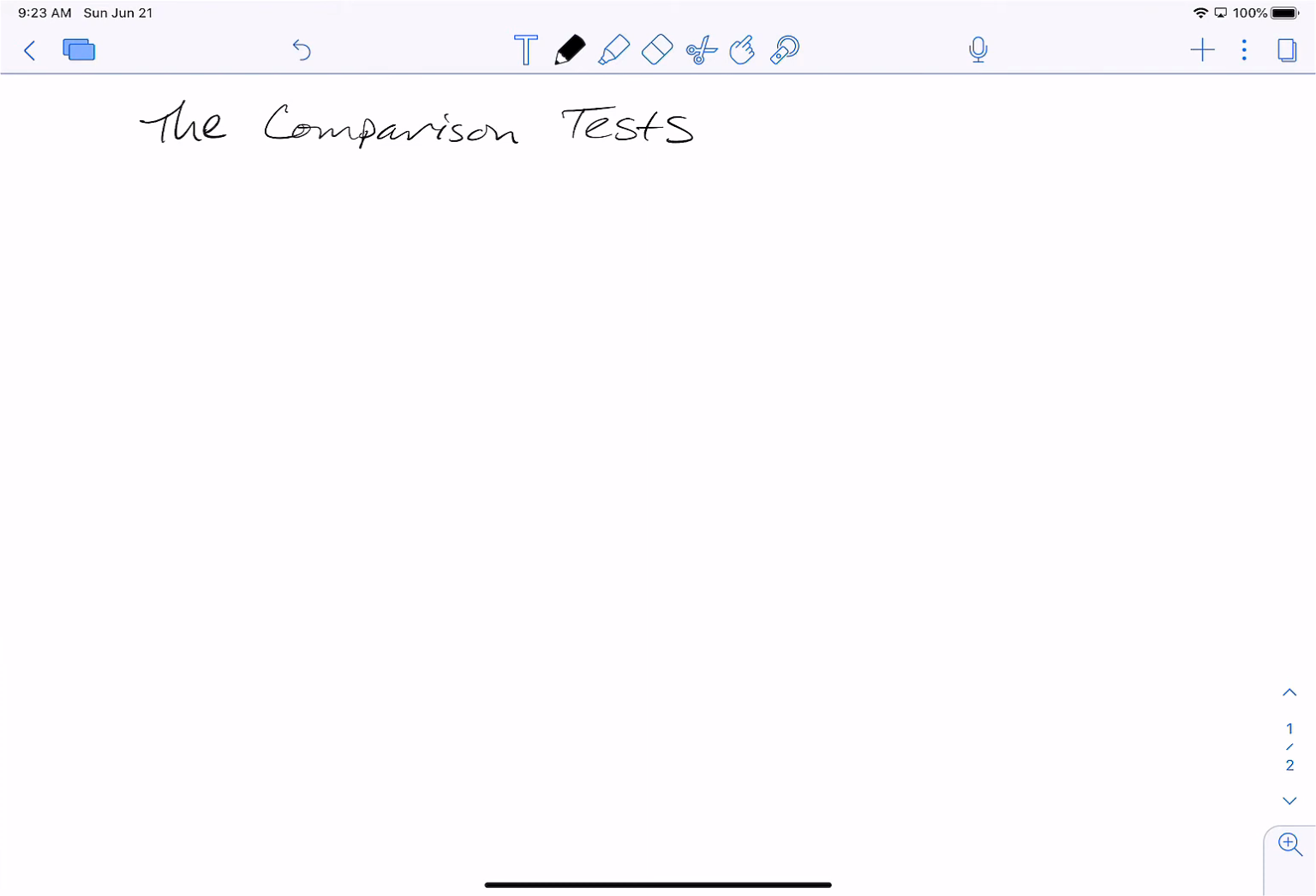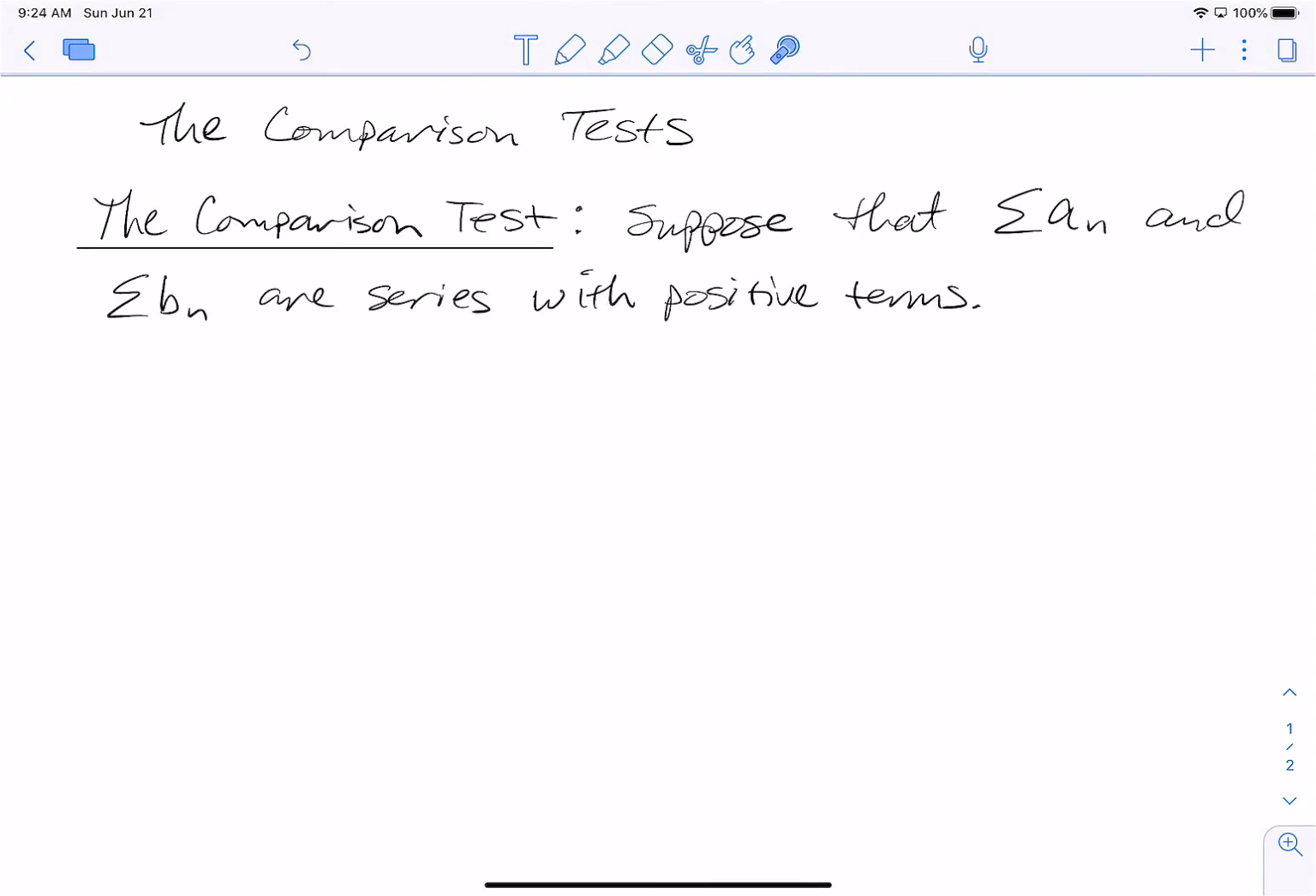In this series of videos, we're going to see two comparison tests. One of them is called the comparison test. Let's see what that one's about. We're starting out with the assumption that we have two series, sigma a sub n and sigma b sub n, and they have positive terms. It's really important to note that the comparison test is going to apply to series with positive terms.